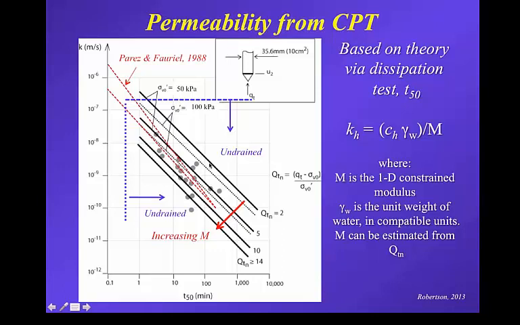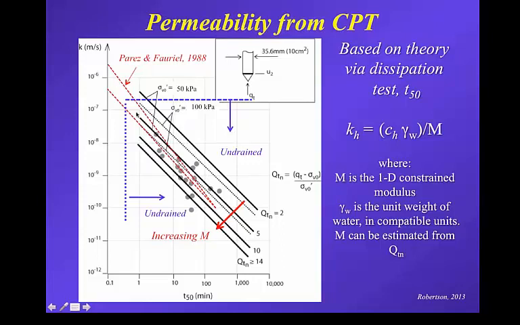And so recently I updated the chart for permeability. Here's a chart of permeability on a log scale against T50 in minutes on a log scale. What it's done is taken the Tavenas and Holsby relationship and then incorporated one-dimensional constrained modulus. I've recently updated the correlation between the normalized cone resistance and one-dimensional constrained modulus, embedded into a single relationship. So the upper line here, with the normalized cone resistance about 2, is a very soft, normally consolidated clay. It won't go much lower than that number.